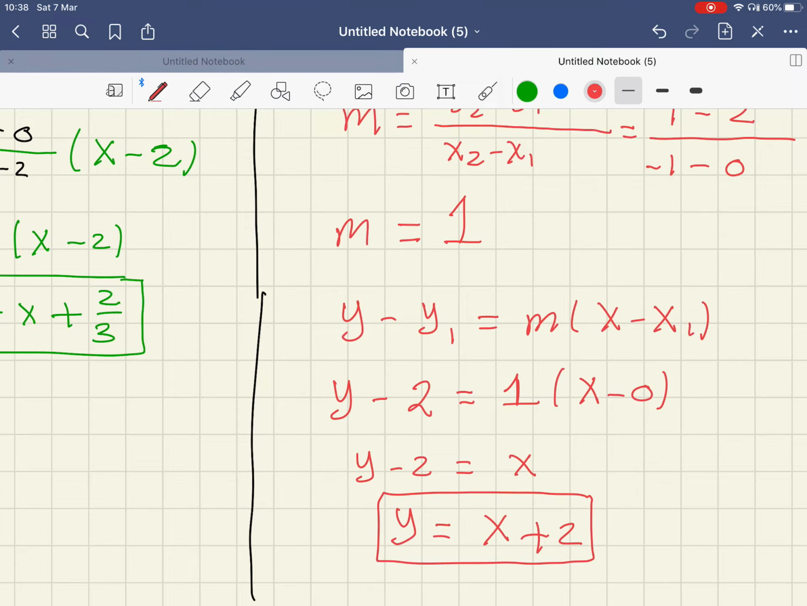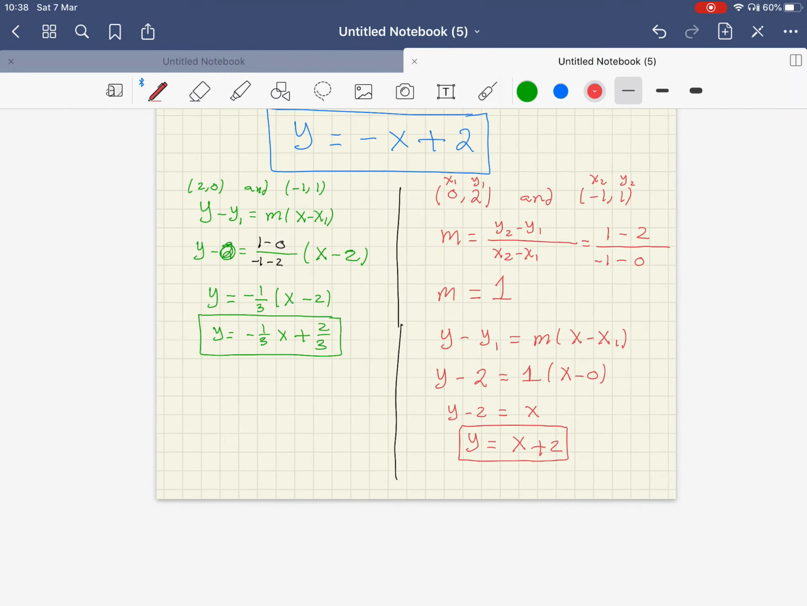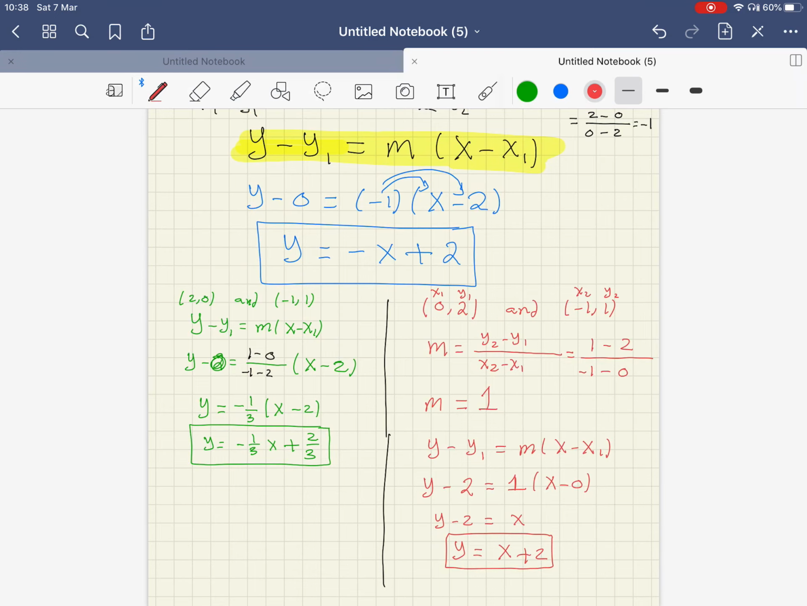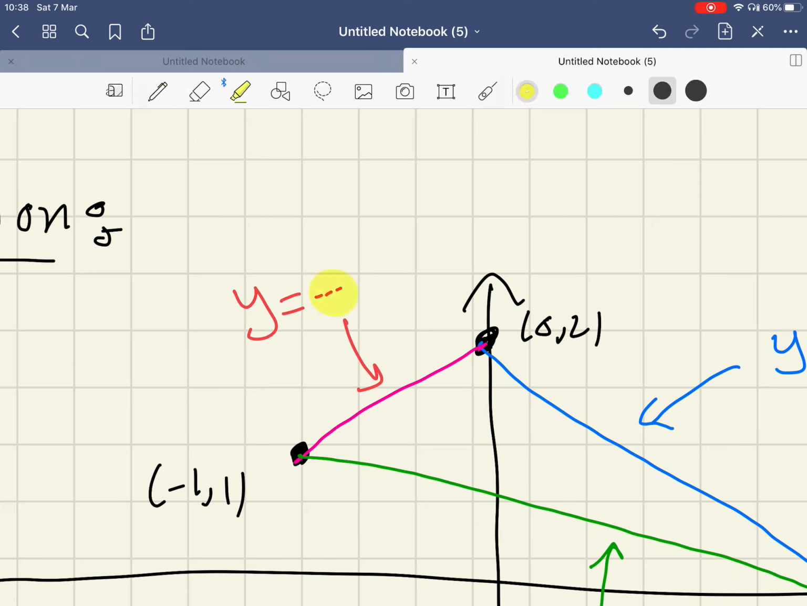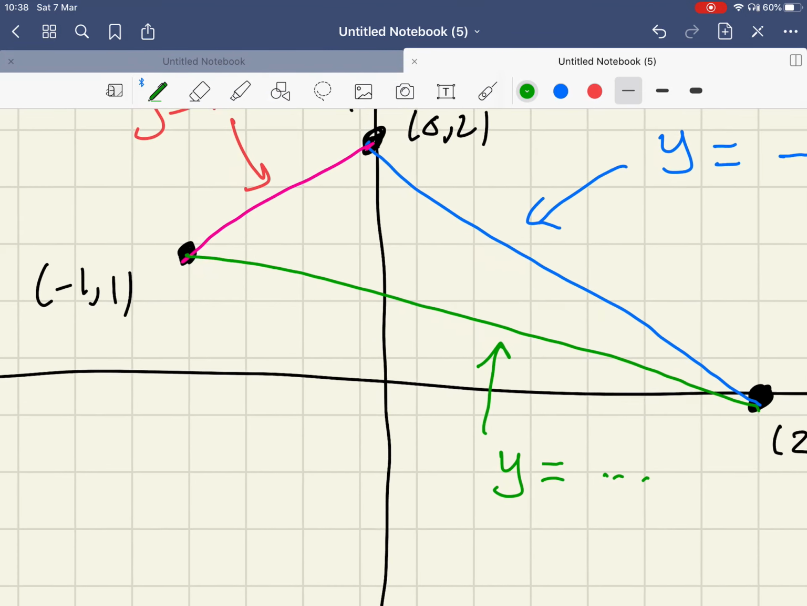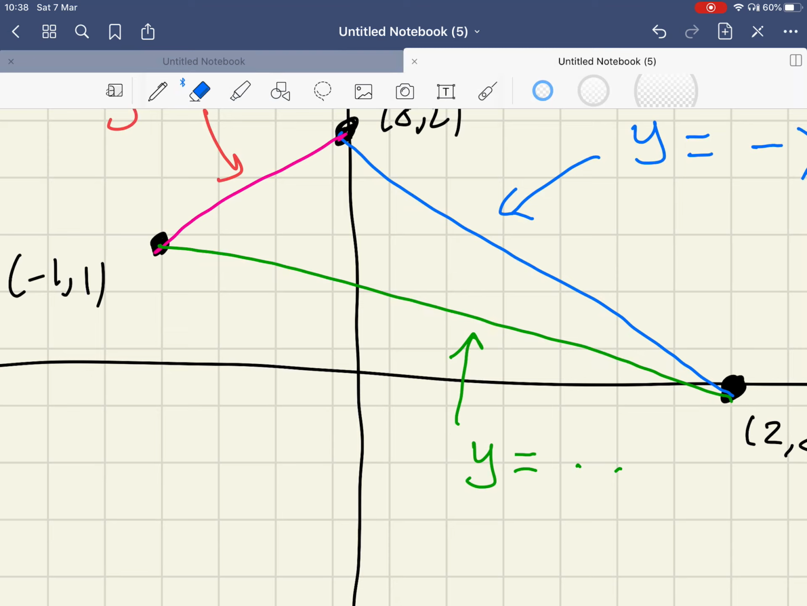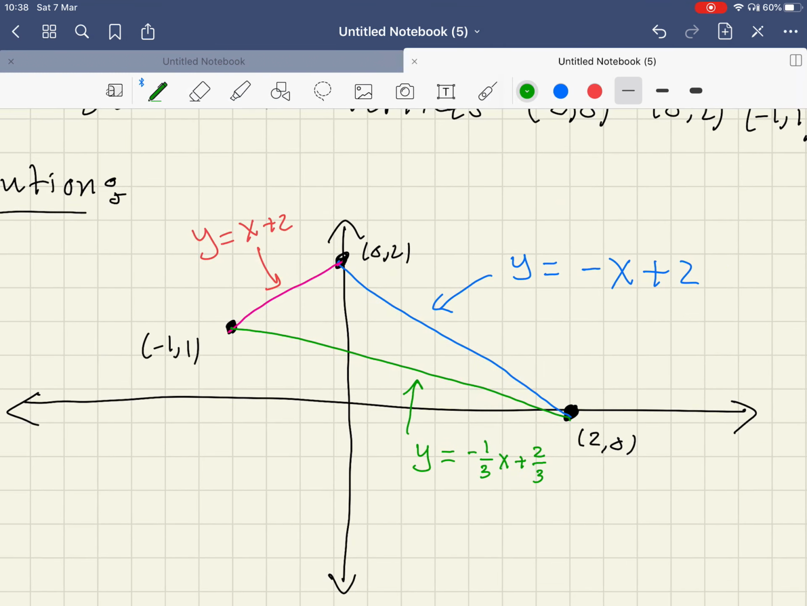So y alone is just x plus 2. Now we found the 3 functions, and now let's go back to my sketch here. So this equation is just x plus 2, and this equation up here is just -1 over 3 x plus 2 over 3. And here is the picture. We found 3 functions, and then we have my region in the middle.